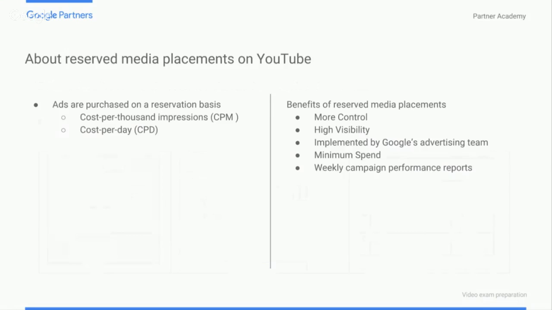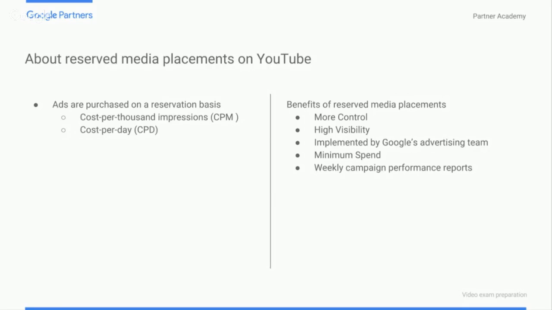So the benefits of these reserved media placements are that you have a lot of control. They're very highly visible, especially if you go with the YouTube homepage option. They're implemented by Google's advertising team, so we'll take care of the implementation for you. There is a minimum spend requirement, so if you are interested in reserve buys, you'll want to reach out to your Google sales representative. And a great benefit of it as well is that you get weekly campaign performance reports with reserve buy as well. So we want to make sure we're being as transparent as possible and providing all of the data and metrics that you would find useful to really optimize for long-term success.